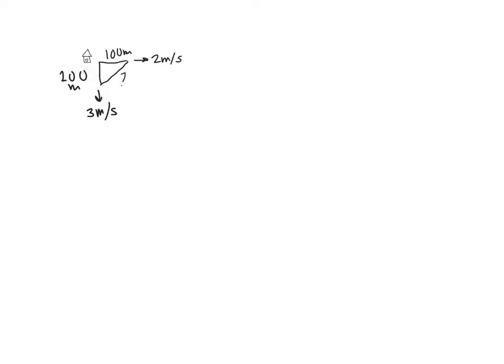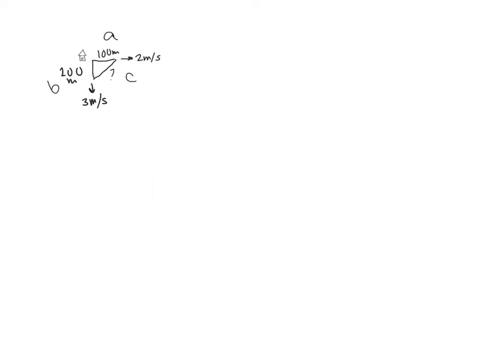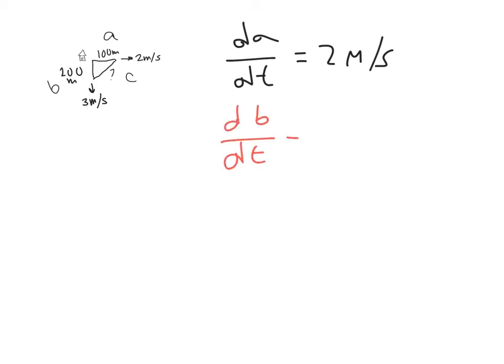Because we're trying to find the missing side of the triangle, we'll consider this as side A, side B, and the missing side C. So the word problem gives us the derivative of A, which will be 2 meters per second because that is how fast the first robber is running. And then the second robber, and I'll use a different color here, is running at a rate of 3 meters per second.